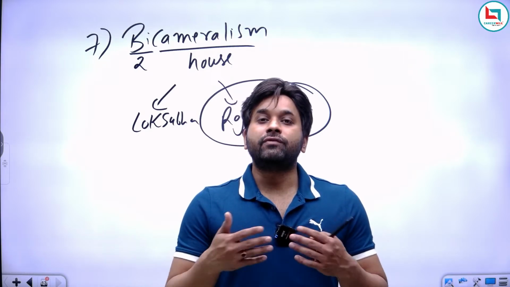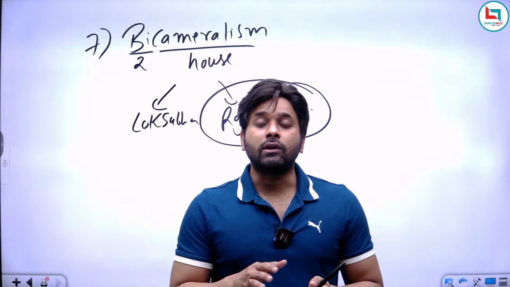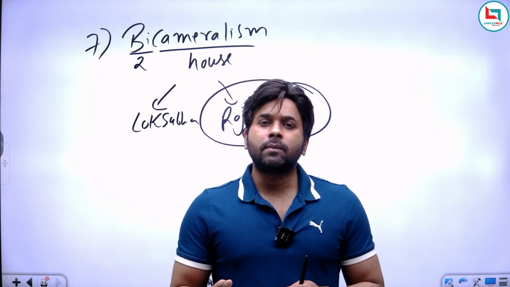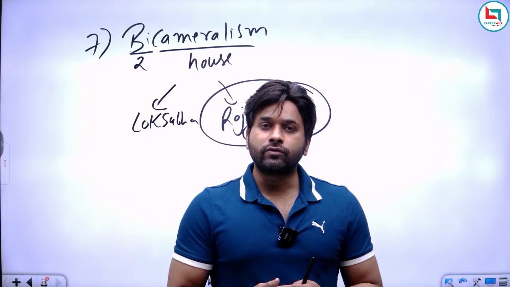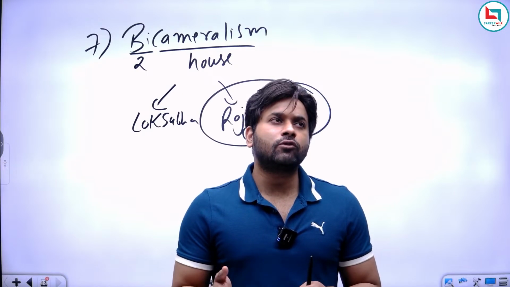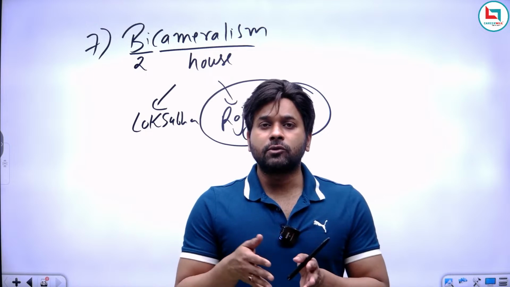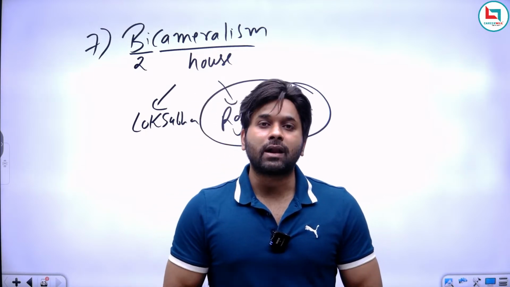Then, what were the features of the parliamentary system? The first feature was nominal and real executive. The second was collective responsibility. Third was majority party rule. Fourth was double membership. Fifth was oath of secrecy. Sixth was dissolution of lower house. And last was leadership of prime minister or chief minister. So these were the features of the parliamentary system.